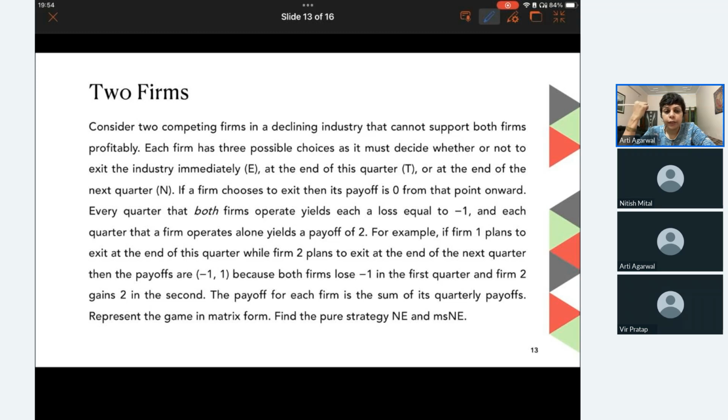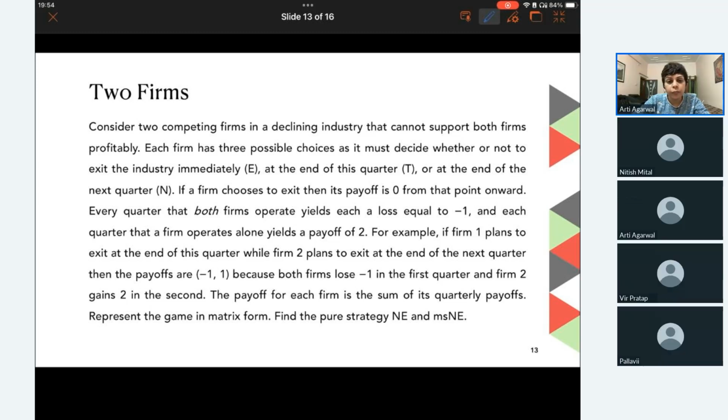Payoff of each firm is the sum of its quarterly payoffs. This is an important point. It is not just the payoff of that quarter. We are taking the sum of the payoffs across all 3 quarters. Okay. Now we want to find pure strategy and the mixed strategy Nash equilibrium. So I'm just going to give you 5 minutes to go through it, read it again, and then we'll make the game table and we'll discuss how to solve the problem.